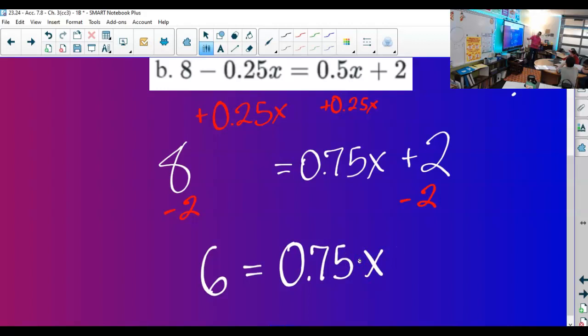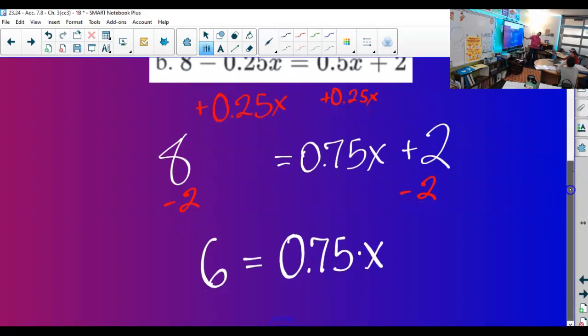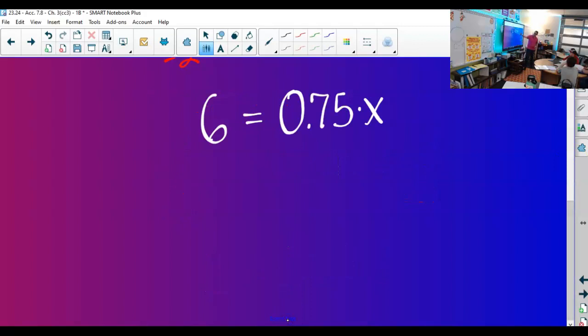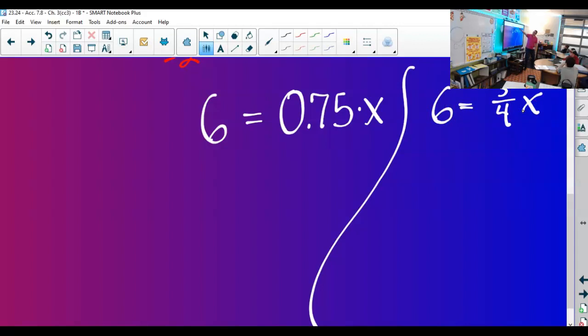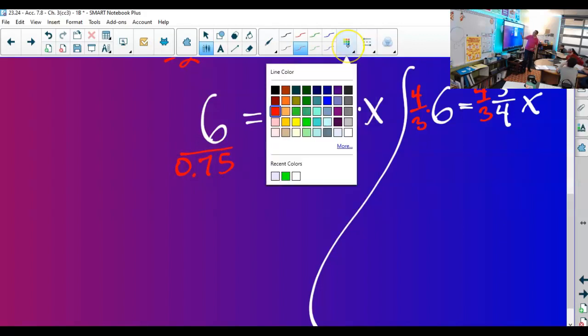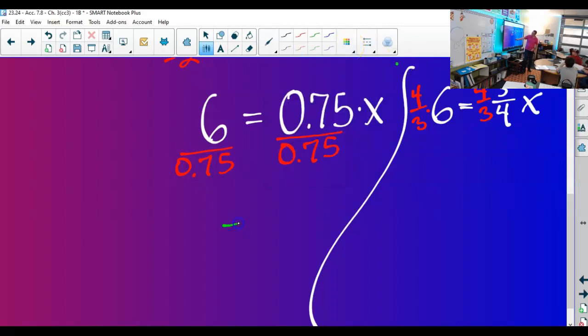Vivian, what could we do now to finish this out? Because this is multiplication, we divide, right? Or, alternatively, if you wrote 6 equals 3/4 x, you could also multiply by a reciprocal. You'll get the same answer as if you come over here and divide by the decimal. And remember, if you divide by a number less than 1, you get bigger, because what's this turn into?